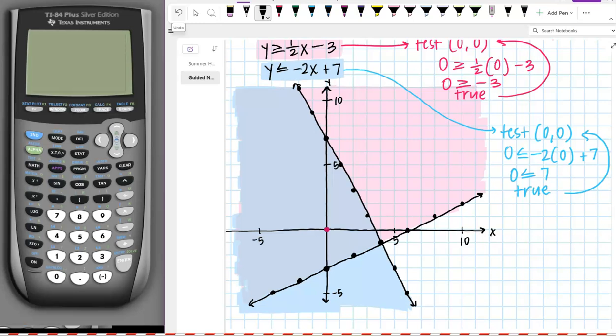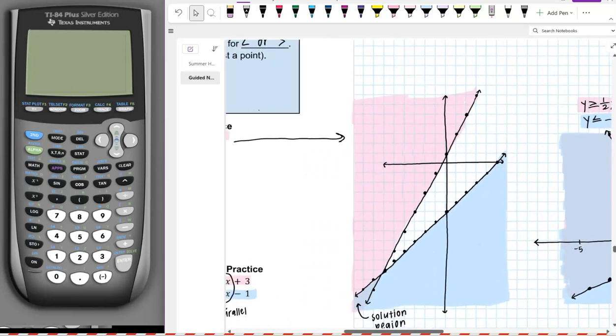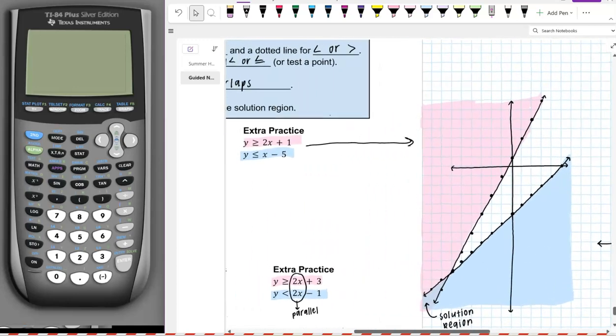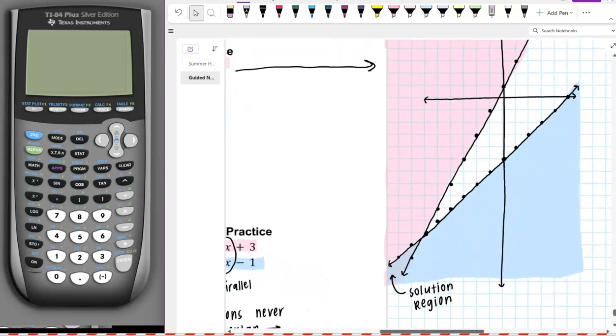Now go try the practice problem. Here is the correct answer for that. The solution region is that little purple part right down here. I had to graph it pretty far down and left to be able to find that, but that happens sometimes. So make sure you keep graphing until the two regions intersect.